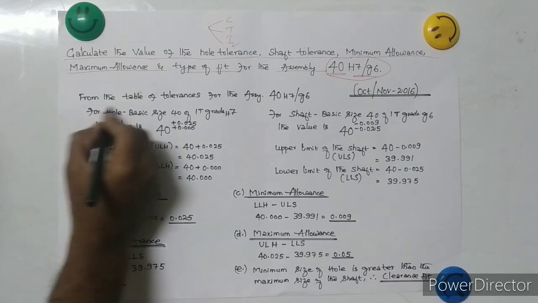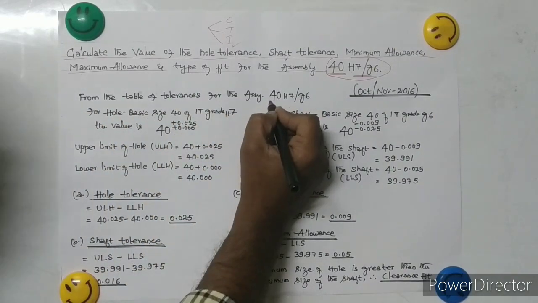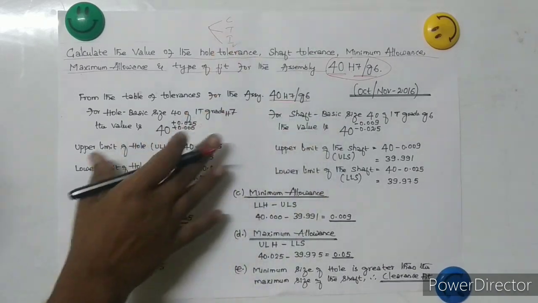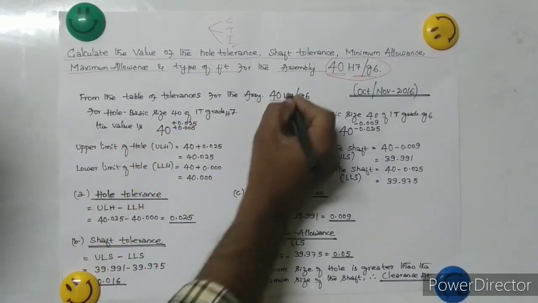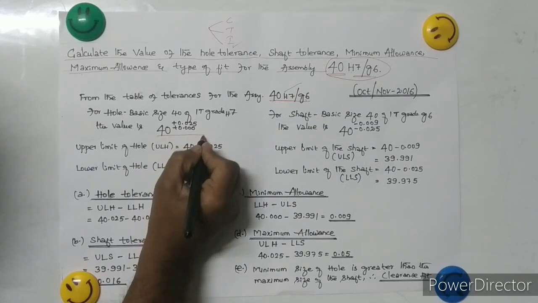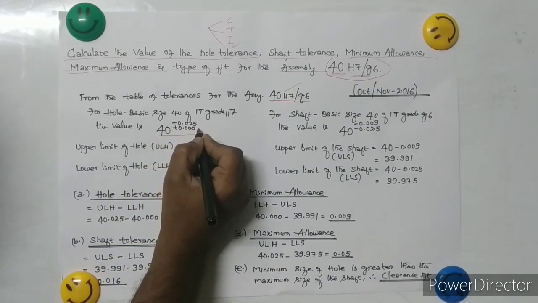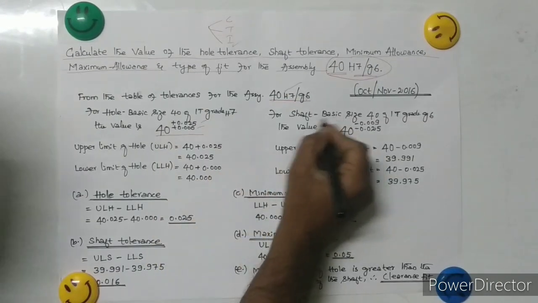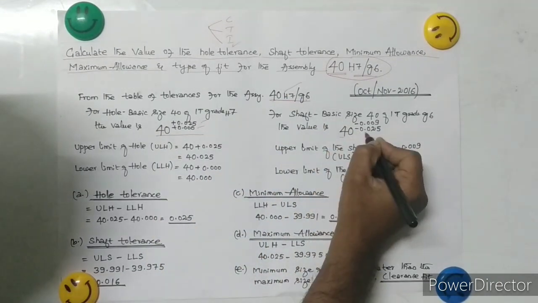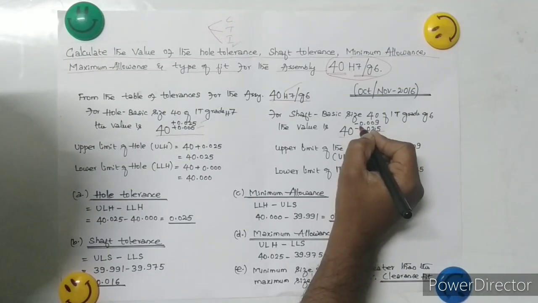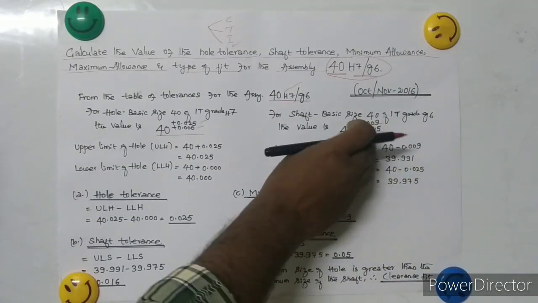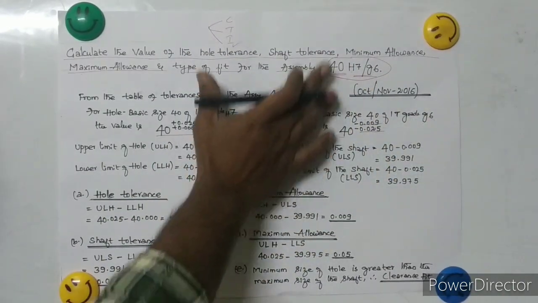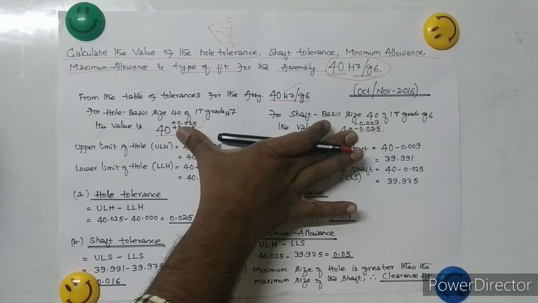How to take it? From the table of tolerances, which they will be providing in the exam. For H7 G6 we can see the tolerance. For the hole H7 with size 40, the lower limit is 0 and the upper limit is 0.025. Then for the shaft, the lower limit is minus 0.025 and the upper limit is minus 0.009. You can extract these values from the tolerance table given in the exam, not an issue.